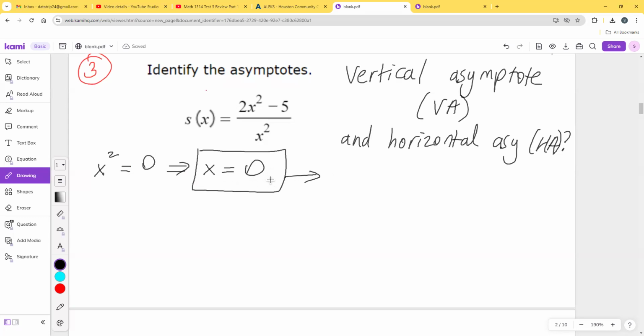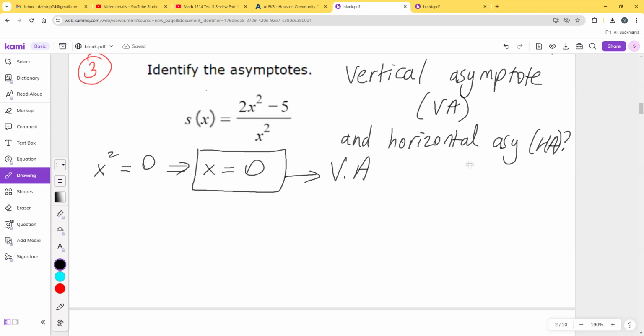X equals 0 is called the vertical asymptote in this question. So vertical asymptote is all about the x value which makes your denominator equal to 0. And here, the only problematic number is 0. When x is 0, your denominator will be 0, and x equals 0 is your vertical asymptote, right?